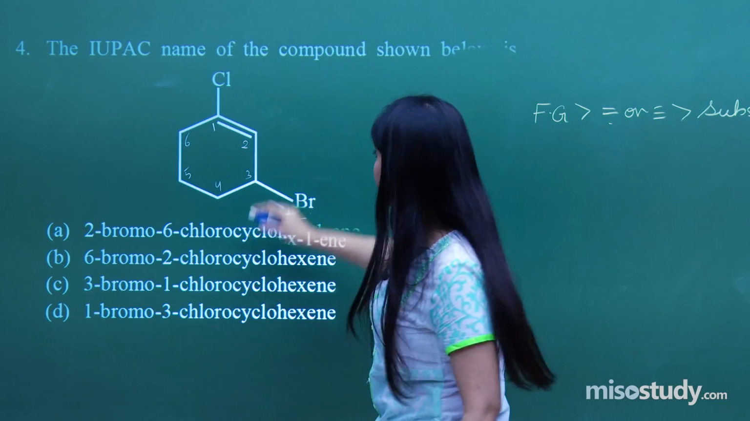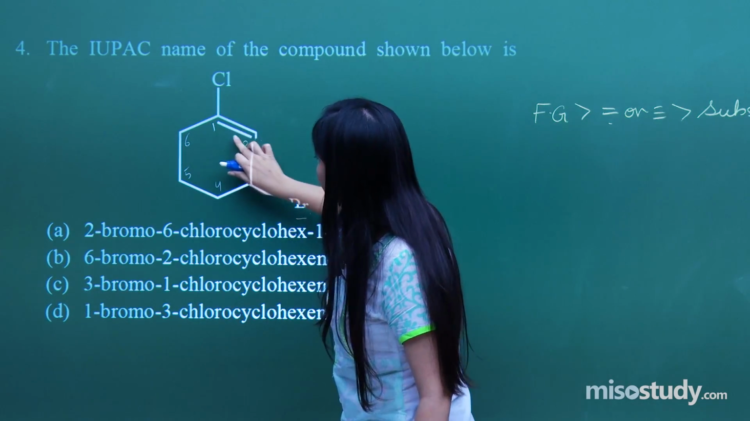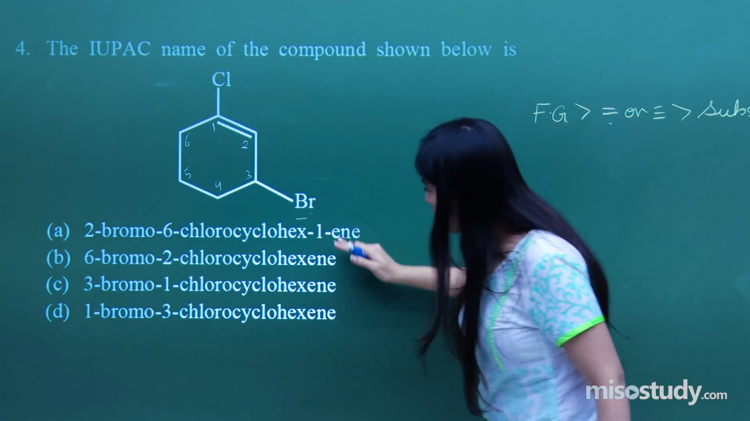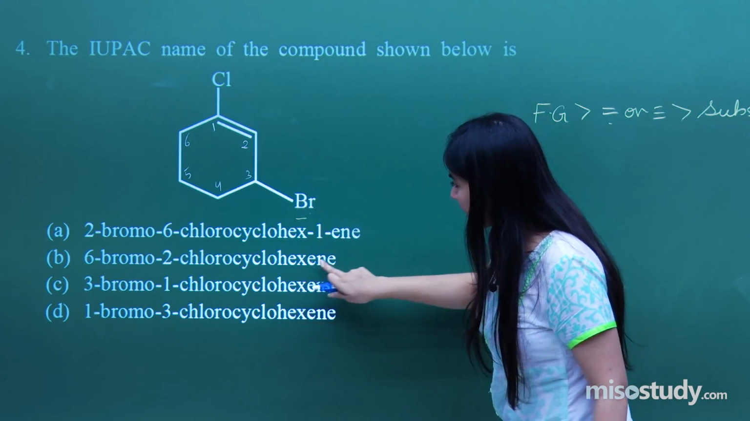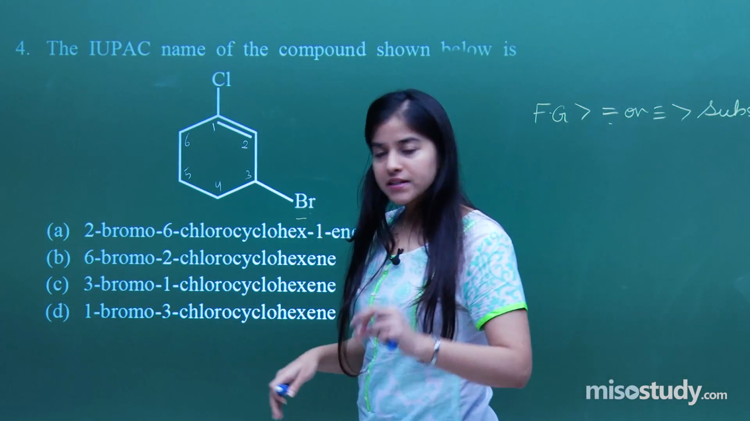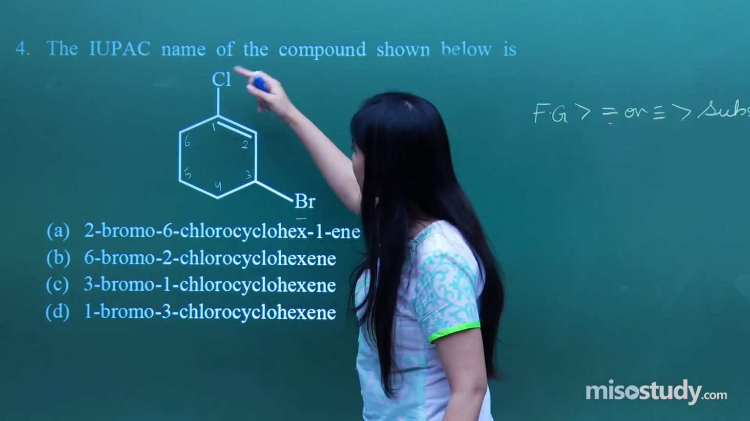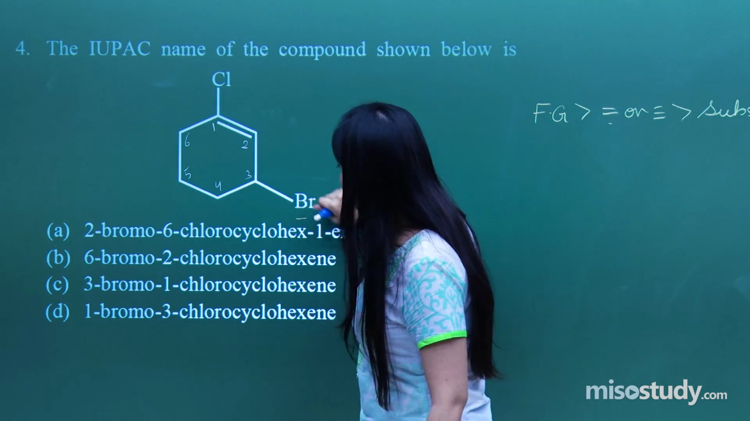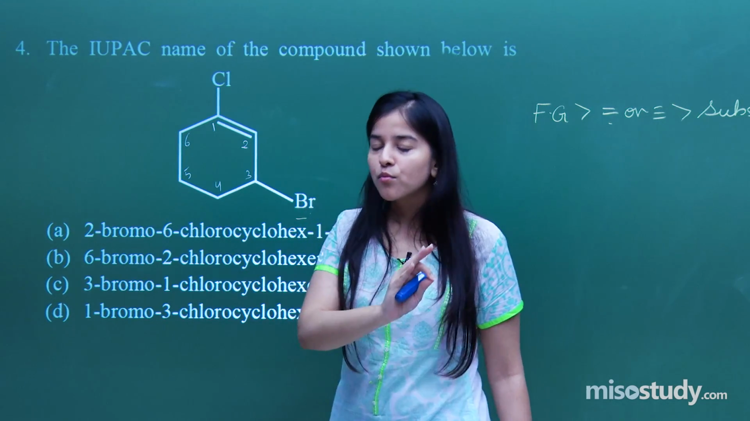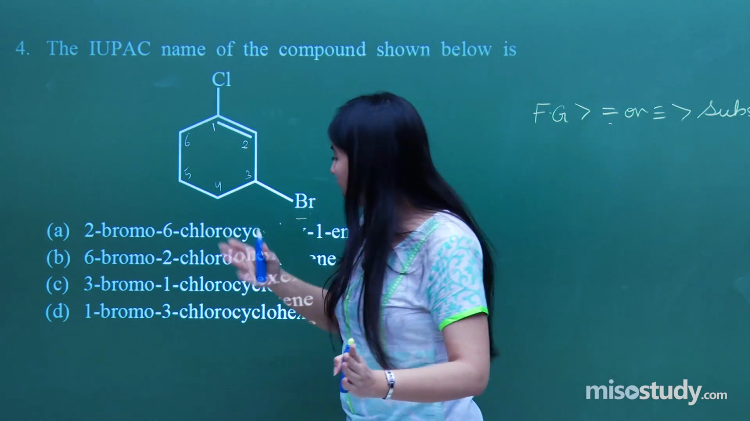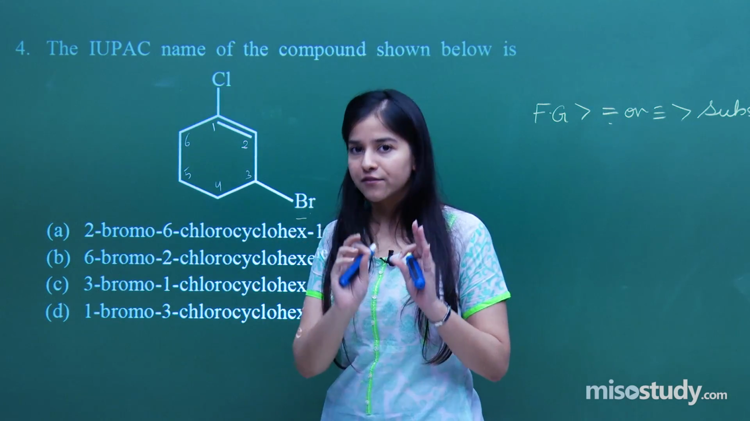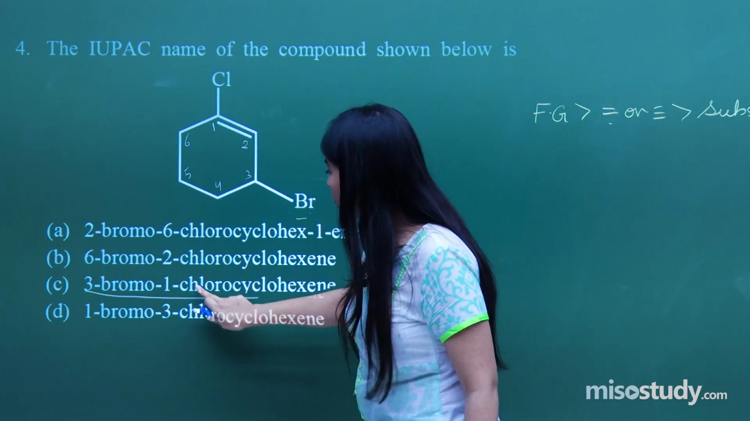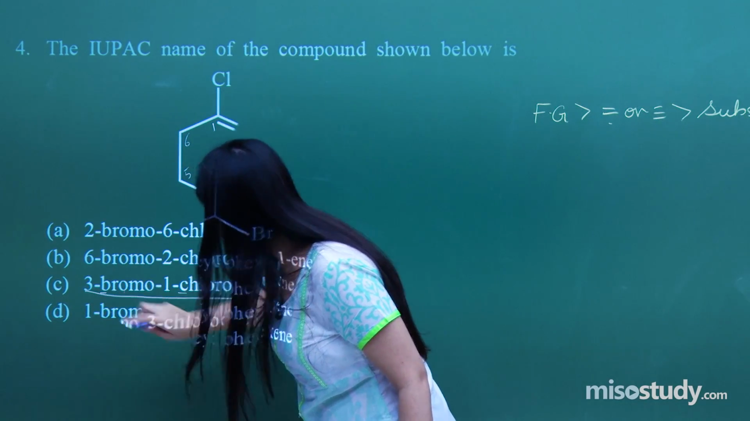I hope everybody is getting me. So on the first carbon I'll attach ene. If you look at the options, I have got hexene, again hexene. That means 1 is in each and every option. I need to find out how they have assigned the numbers to the substituents here. So I've got 1 chloro, I've got 3 bromo. So definitely 3 bromo will come first. After that it would be 1 chloro on the basis of alphabetical order. So I think this option is correct. 3 bromo, 1 chloro as per the alphabetical order.